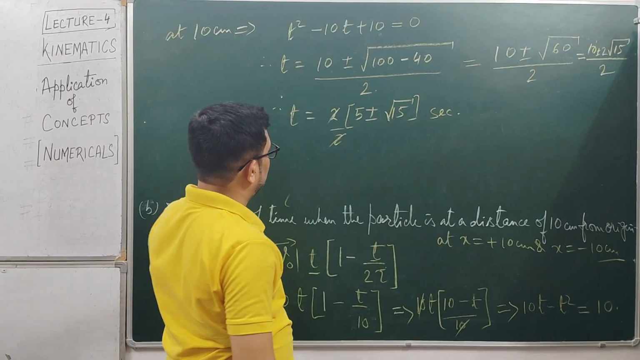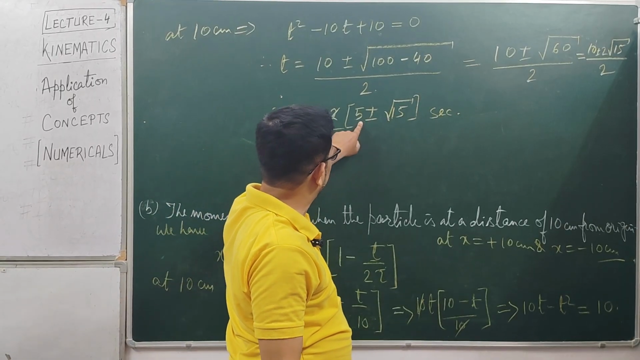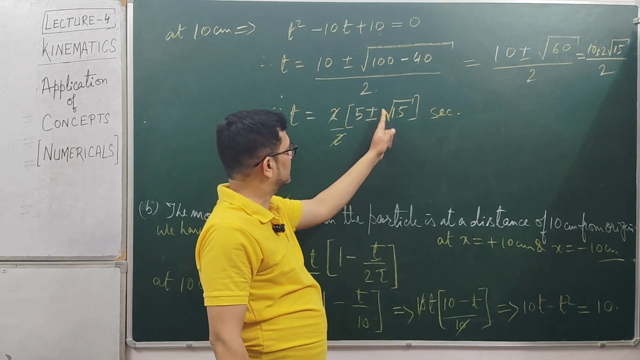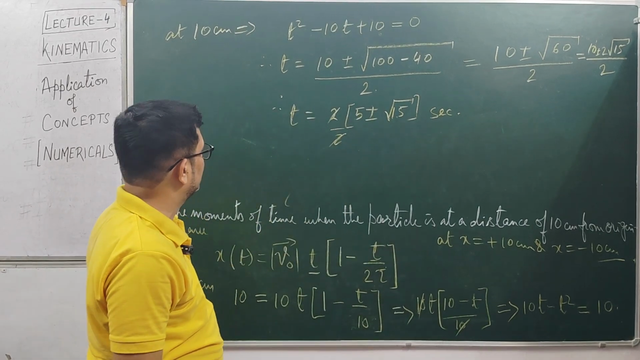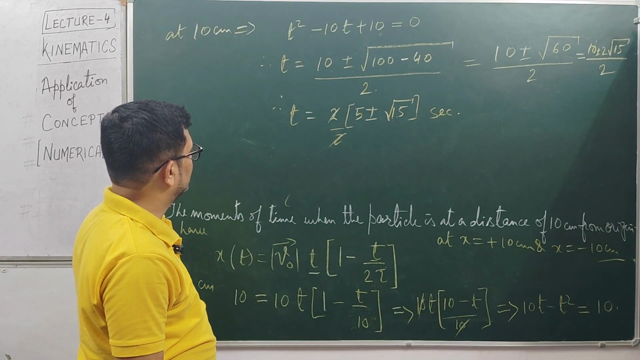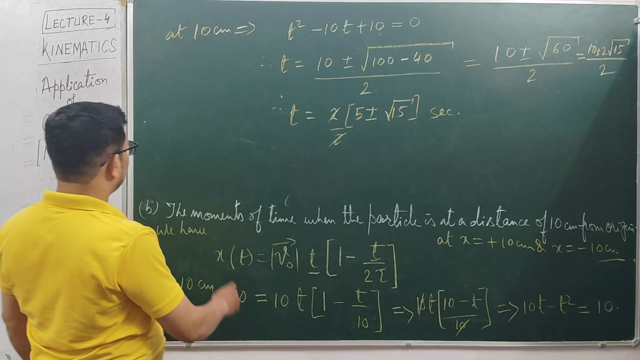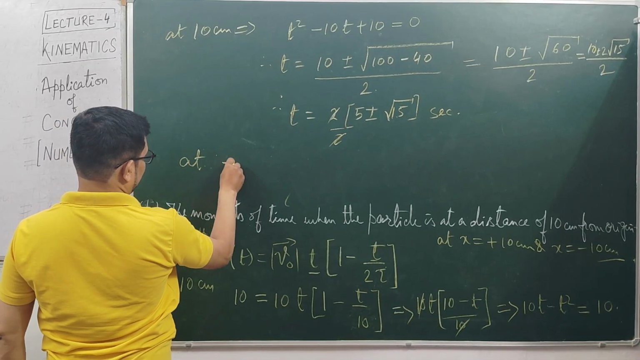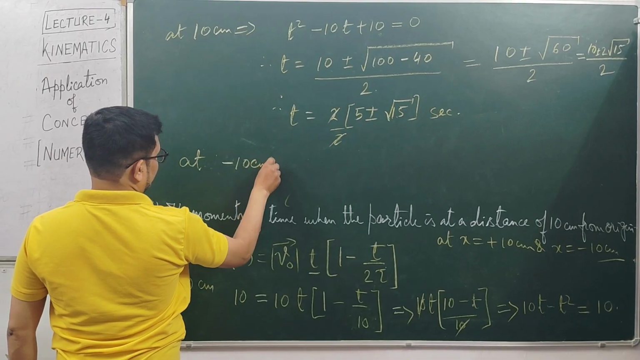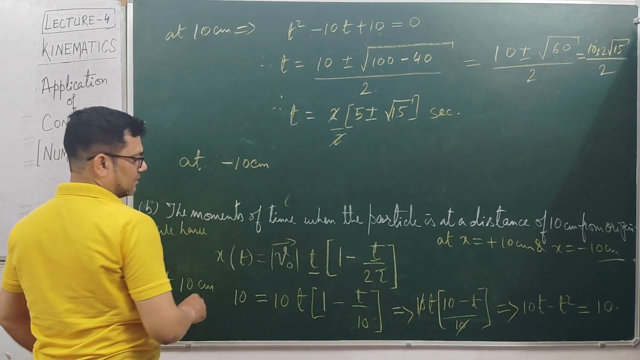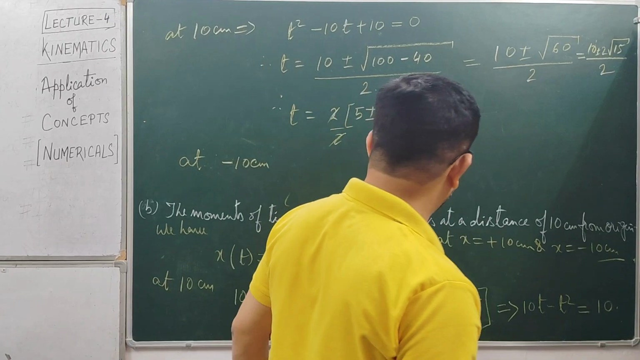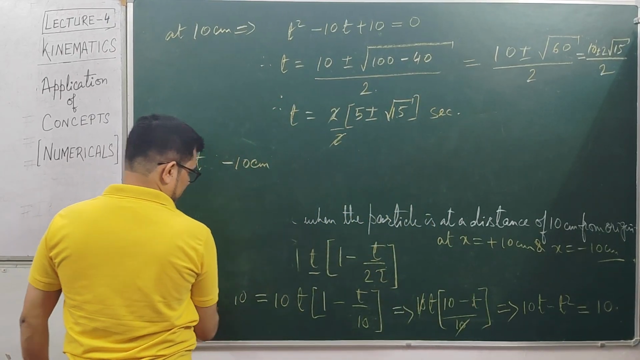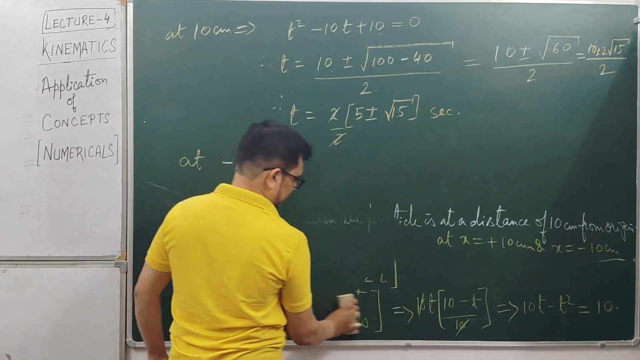The square root of 15 is less than 5, so both plus and minus would work. So that is the time. Now if you take minus 10 centimeters, in the negative direction of the x-axis, and put in the same values, let's find what value we get for the time.